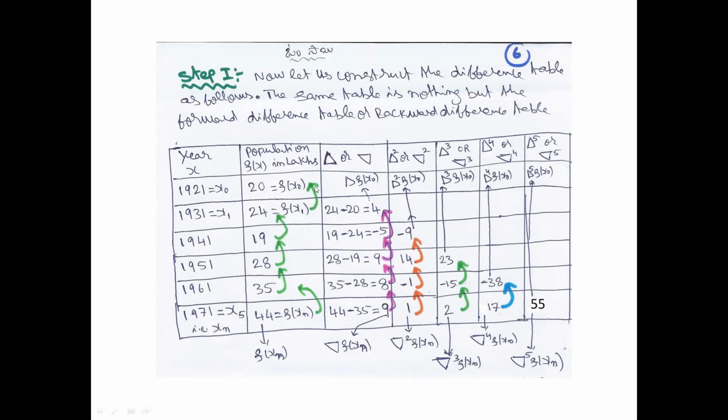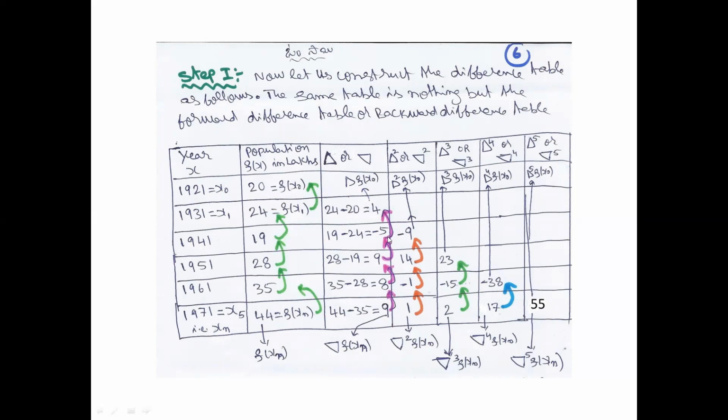Observe the direction of the arrow mark, green arrow mark. See the cursor. f of x1 minus f of x0, that is 24 minus 24. 19 minus 24 is minus 5. 28 minus 19, that is 9. 35 minus 28, 8. 44 minus 35, that is 9. So this completes the first column.